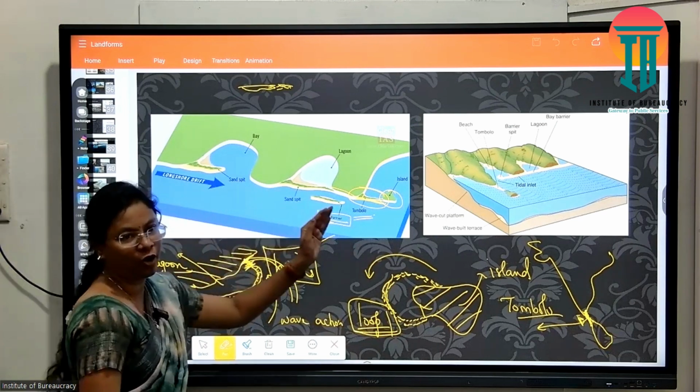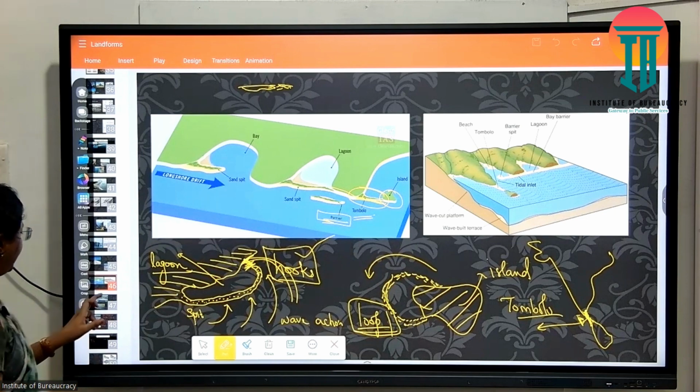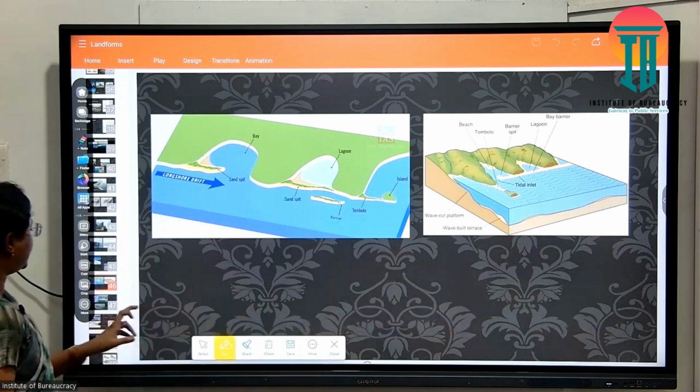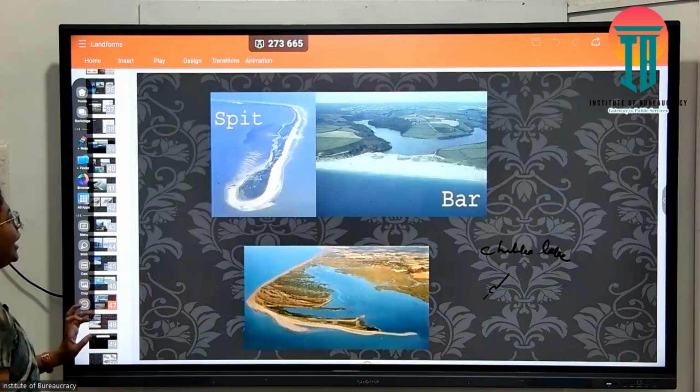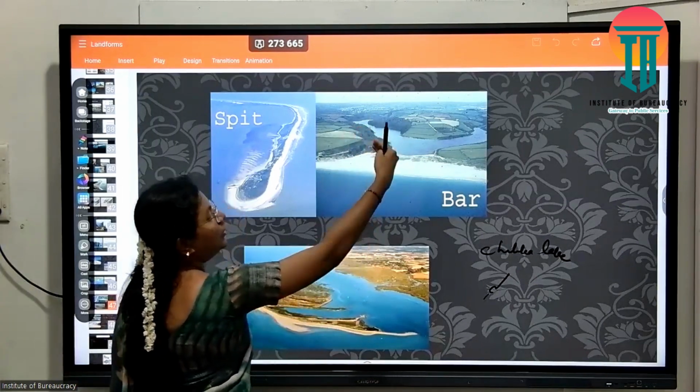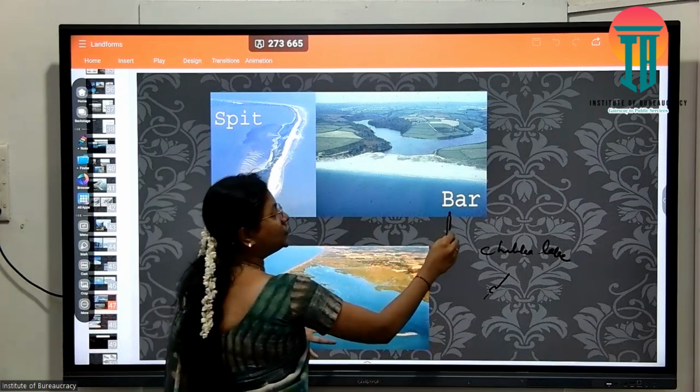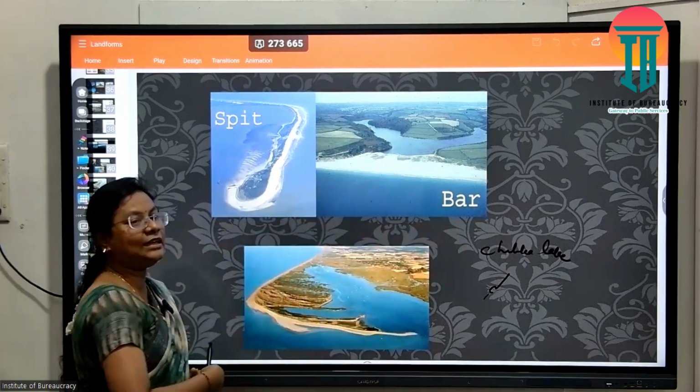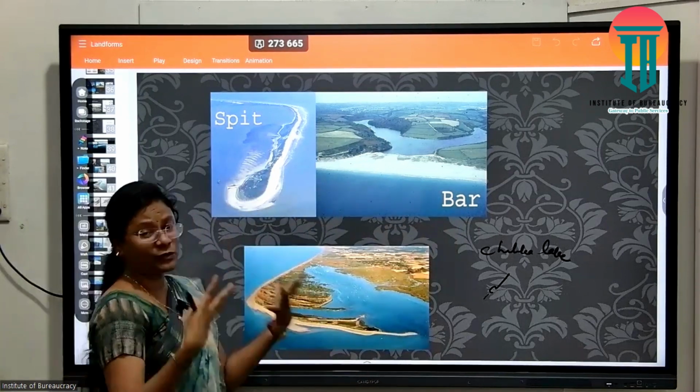This is also a sequential order, right? Sequential order of development of coastal features. It happens because of deposition. So this is the actual diagram. As you can find, there is a river. Mostly bars are associated where a river drains into the sea, because the river carries a lot of sediments.